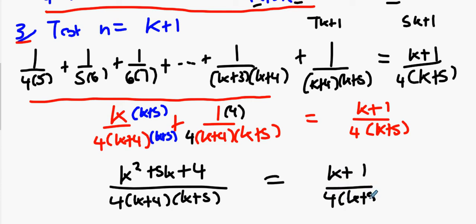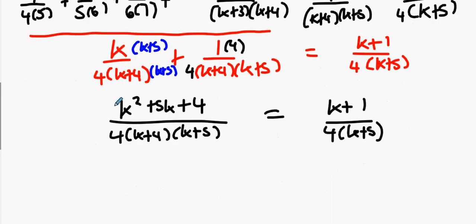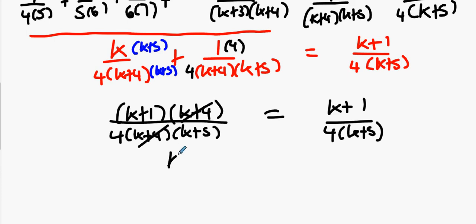Now here's what we're going to do next. I'm going to factorize the k squared plus 5k plus 4. I'm feeling a bit lazy right now, so I'm going to just factorize up here. It was actually k plus 1 by k plus 4. And the k plus 4's cancel. And lo and behold, we have proven that both sides equal each other.